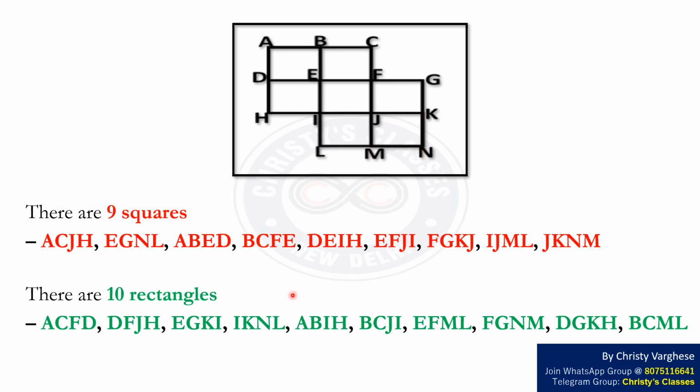It also has 10 rectangles, namely ACFD, DFJH, EGKI, IKNL, ABIH, BCJI, EFML, FGNM, DGKH, and BCML.